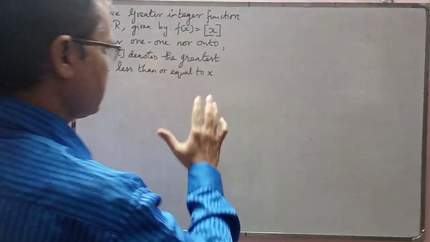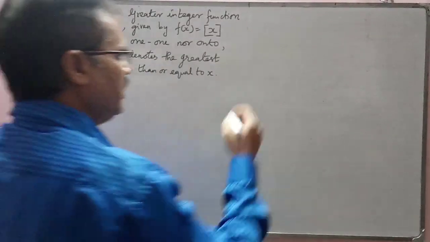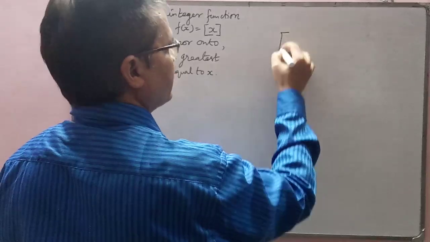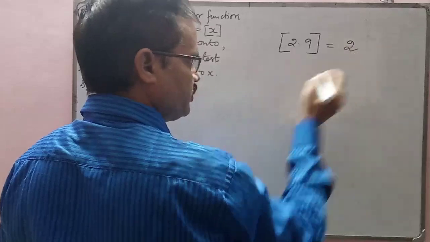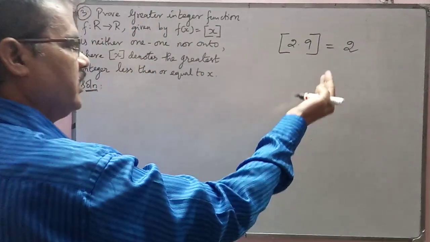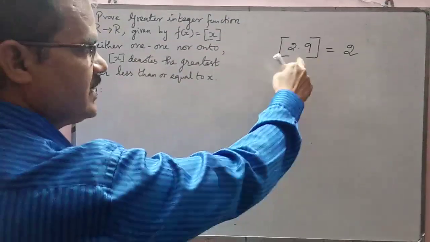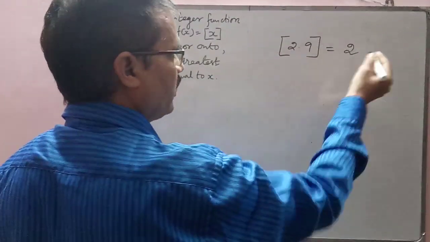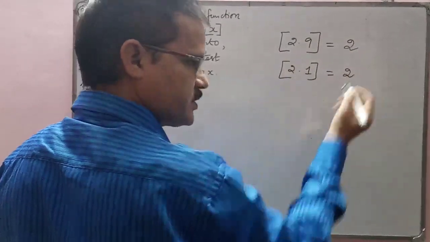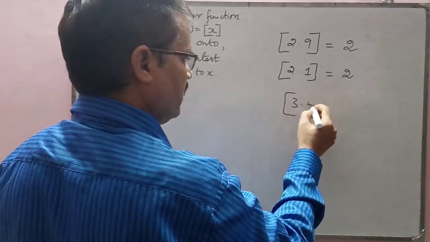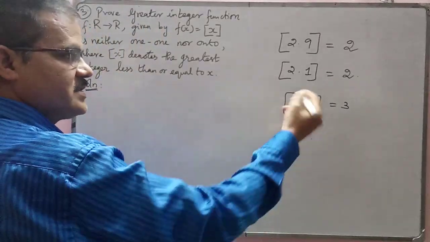Before starting this question, let us recall what this greatest integer function is. If you take 2.9, the output of this function will be 2. So it gives the greatest integer less than or equal to x. 2 is less than 2.9, you cannot go for 3. Similarly, for 2.1, the answer is 2. Still it is 2. For 3.5, it is 3. So the integer should be less than this x value.